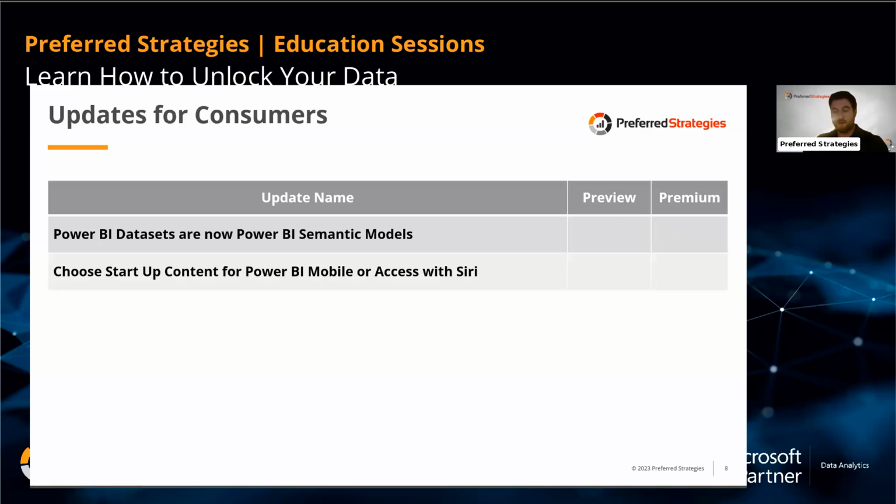So for this one, we really have two. And the first one, and this will be common for several features that we review today, can be applicable to all three user groups, right? So the first one is that Power BI data sets are now called Power BI semantic models.